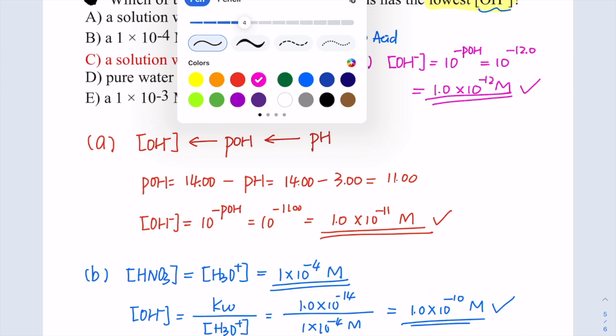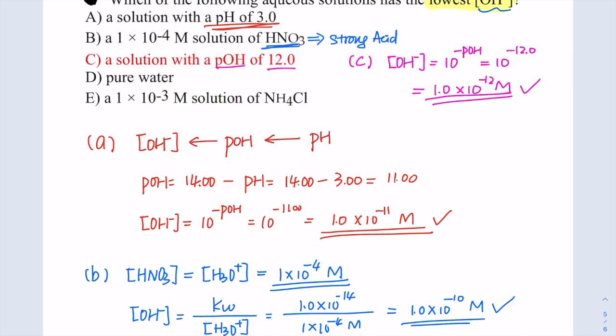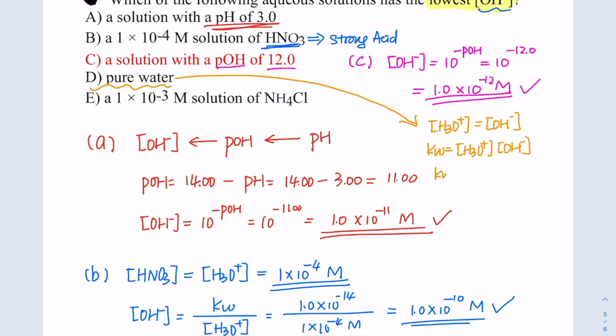Now let's see choice D. In choice D, we have pure water at 25 degrees C. What does pure mean? You have no other ions to interfere with the concentration. So in pure water, hydronium ion concentration equals hydroxide ion concentration. And then we also have the relationship Kw equals hydronium times hydroxide ion concentration, since they equal each other for pure water.